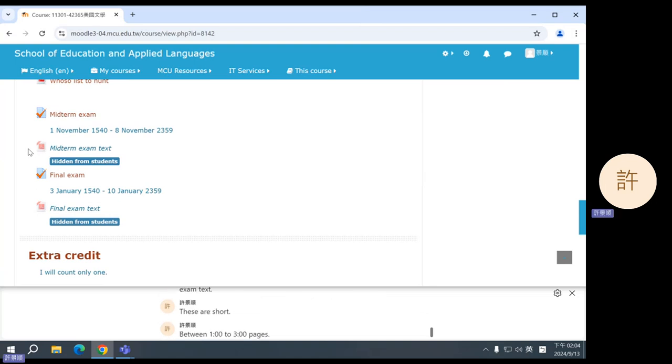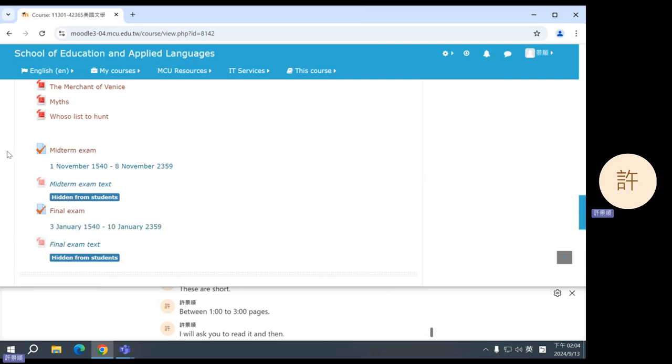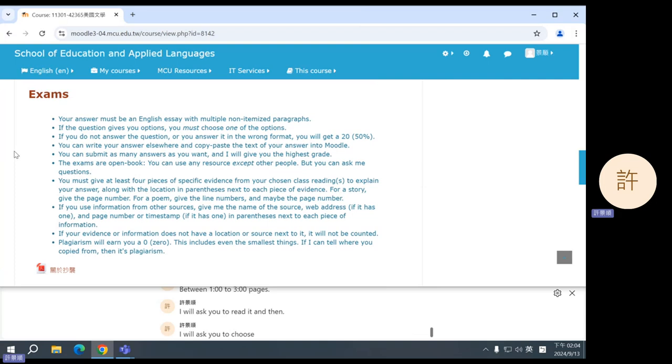I will ask you to read it, and then I will ask you to choose at least one thing that we have read in class so far, and I want you to compare these two. How well does the text that you chose fit the text that I chose? Do they match? Does my choice describe your choice? How yes, how no?